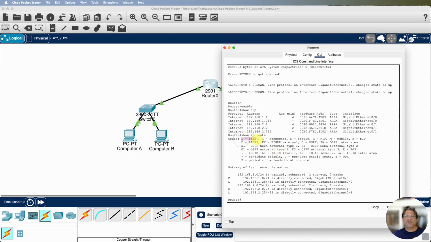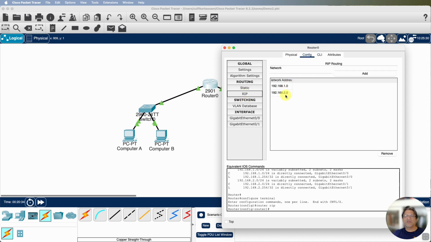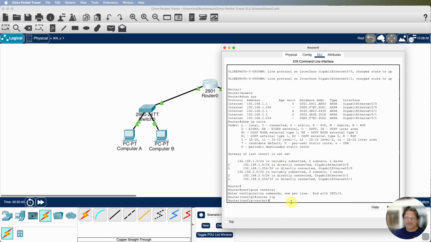If an interface is local, it should be an L. If it is connected, it will be a C. If it's a static route, it will be an S. If it is configured by RIP, which is what we did, we used RIP to configure the routing within this particular device, right? So if you go to Config here, just as a quick reminder, if we go to RIP in here, we specified the two networks that RIP is going to be used for, okay? So coming back to the command line interface, we can see that this router realizes that the 192.168.1 network, which is on this side, on this leg, is directly connected using Gigabit Ethernet 0/0.